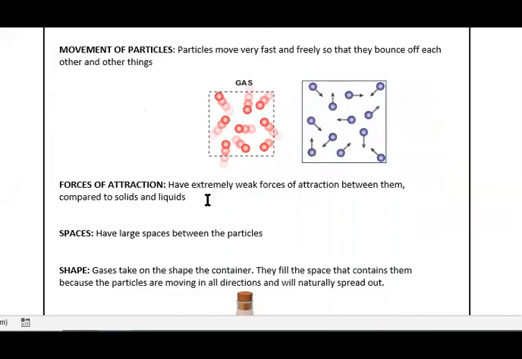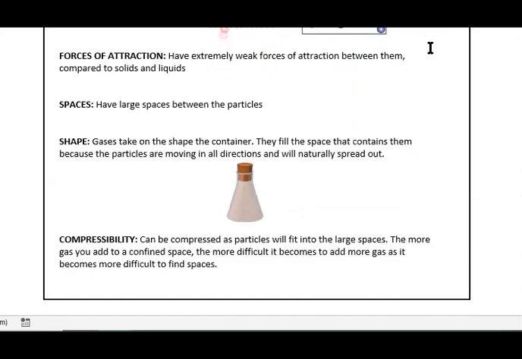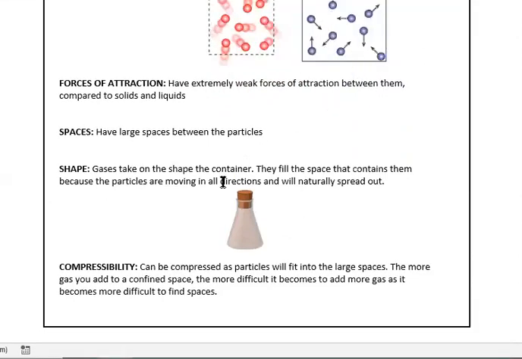The forces of attraction, what keeps the particles together? Not much force, right? So they have extremely weak forces of attraction between them. It's very difficult for them to get lost compared to liquids and solids. Spaces, they have large spaces between them, as we can see in this diagram.